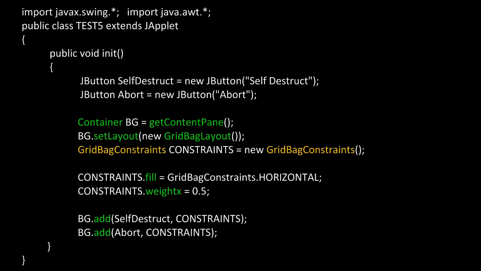Once we do this, we're going to use our GridBagConstraints object and specify the fill as horizontal and the weight of x to be 0.5. Finally, we can add our two button components, and when we do this, we also have to use a special version of the add method and pass in the GridBagConstraints object, constraints.